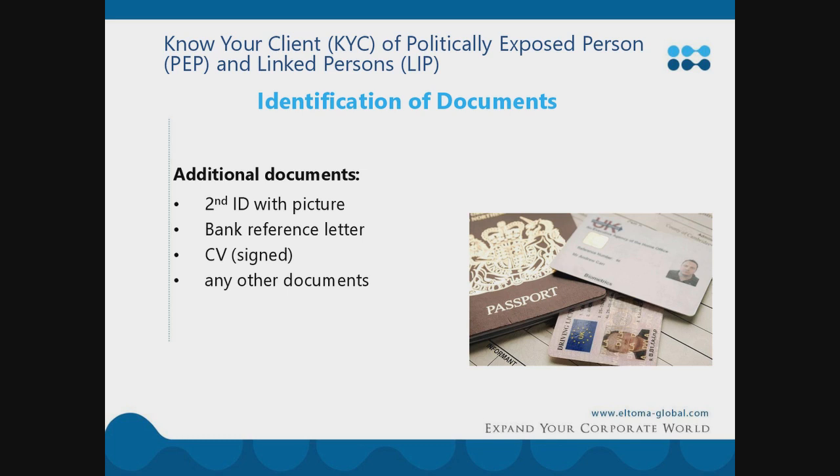It is a requirement under the law to ask a high-risk client, such as a PEP, to provide additional documents: a second ID with picture, which could be a driving license or national ID card, also a bank reference letter, which will state that such person has an open bank account and he's a good client. Also a signed CV. A signed CV will confirm to us that he is a politically exposed person.